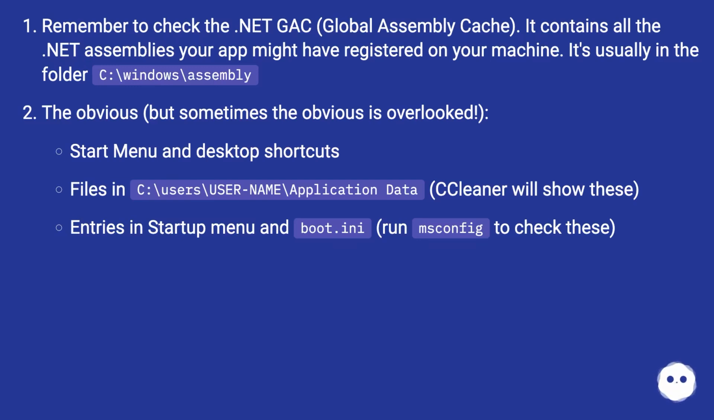The obvious, but sometimes the obvious is overlooked. Start menu and desktop shortcuts. Files in C:\users\username\application data. CCleaner will show these. Entries in startup menu and boot.ini, run msconfig to check these.